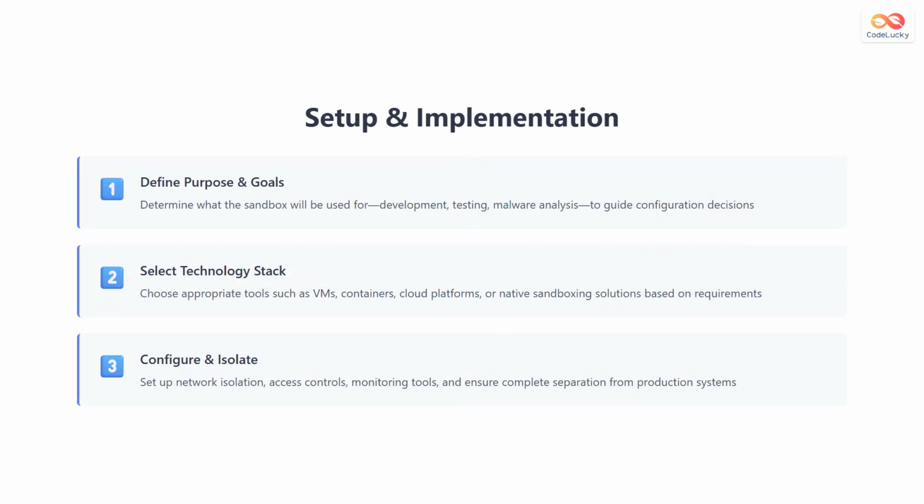Setting up a sandbox involves 3 key steps. First, define your purpose and goals by determining what the sandbox will be used for, whether that is development, testing, or malware analysis, to guide configuration decisions. Second, select your technology stack by choosing appropriate tools such as virtual machines, containers, cloud platforms, or native sandboxing solutions based on your specific requirements. Third, configure and isolate by setting up network isolation, access controls, monitoring tools, and ensuring complete separation from production systems.